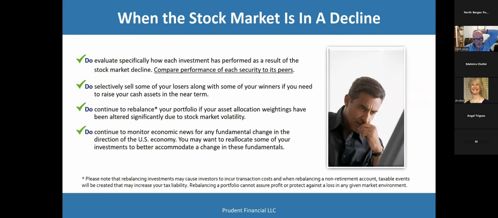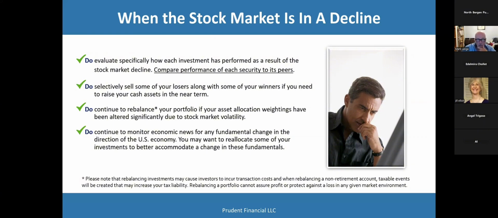So what do we want to do in a decline? Well, I always like to start out by specifically looking at each of the investments and asking myself a very simple question: how have they performed compared to their peers? Are their peers all having trouble, or is it just this particular individual company?